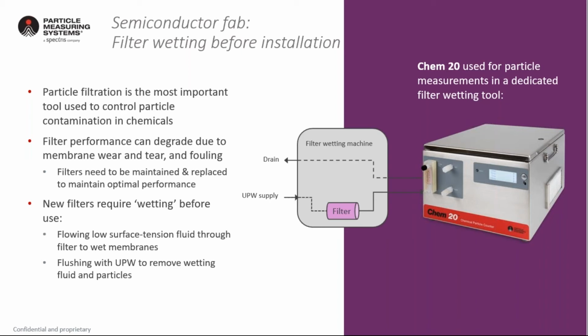And new filters will require wetting before they can be used, which typically involves filling the filter with some kind of low surface tension fluid, such as IPA, in order to pre-wet the membranes, and then flushing with something like UPW in order to remove the wetting fluid and any residual particles that may be inside the filter, which for a brand new filter can be very significant. So some facilities will have dedicated filter wetting machines where brand new filters can be installed and flushed with UPW before they are taken out and then used in production. And the Chem20 has been used with such a tool to measure the particle concentration in the UPW while brand new filters are being flushed.